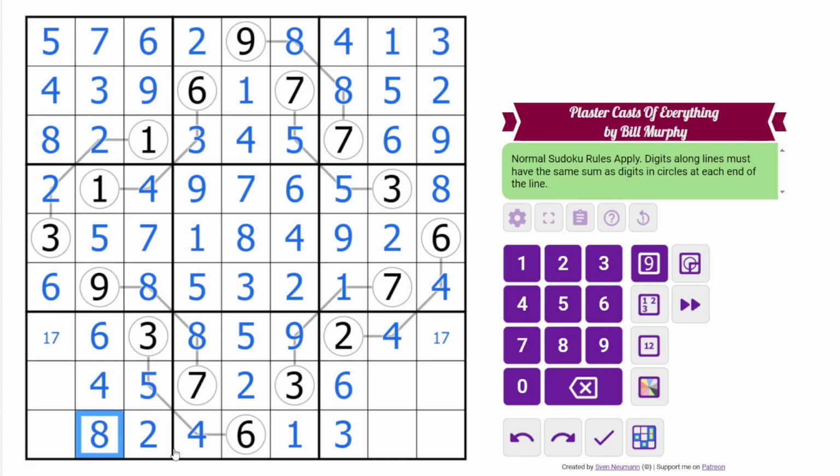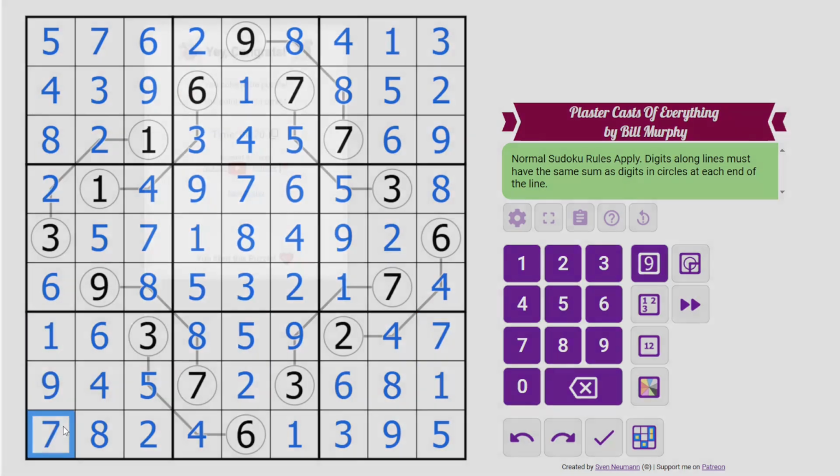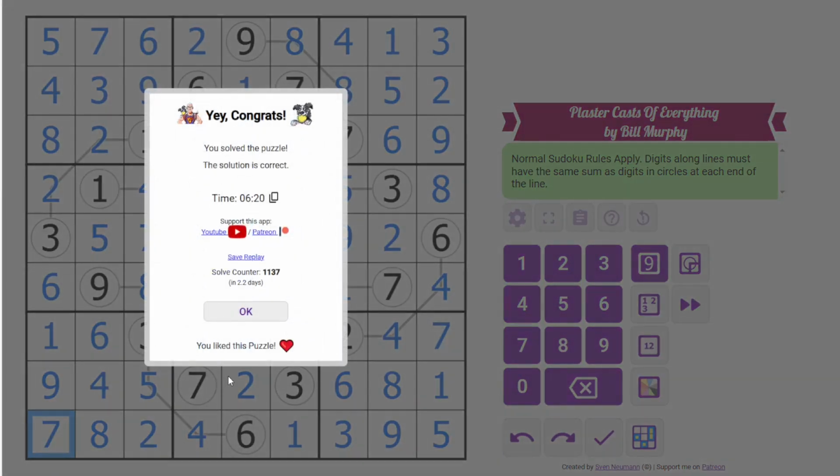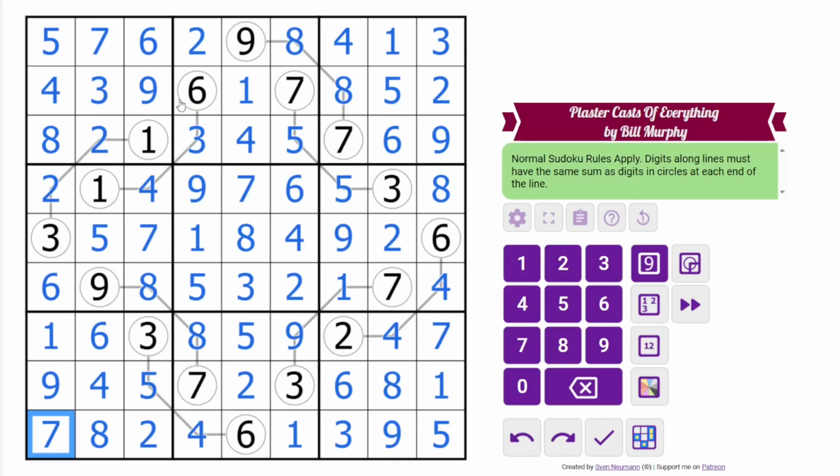These are 4 and 8. These are 8 and 9. So 1, 5, 7. The 5 must go here. And then the 7 is going to resolve our last few digits. That's the solution. So really neat puzzle the way it flowed around.